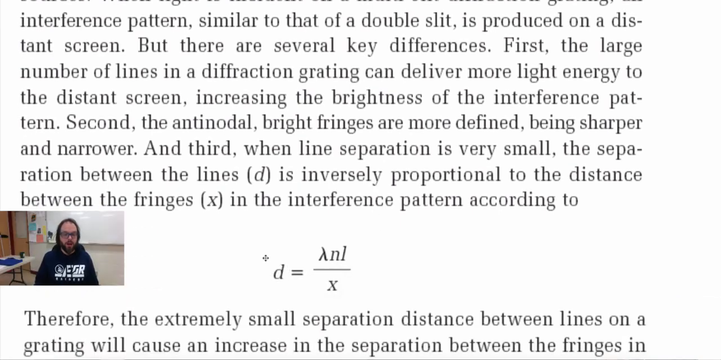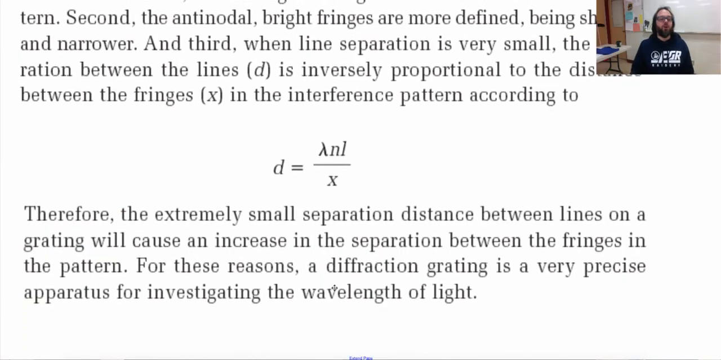So here, this is my distance between my gradient lines. Here is my distance between my fringes or nodes. Here we have my wavelength, here we have my nodes, and here is the distance between the screen and my bisector, or the distance of that bisector. Okay? So, therefore, extremely small separation distances between lines in gratings will cause an increase in separation between the fringes in the pattern. For these reasons, a diffraction grating is a very precise apparatus for investigating wavelengths of light.